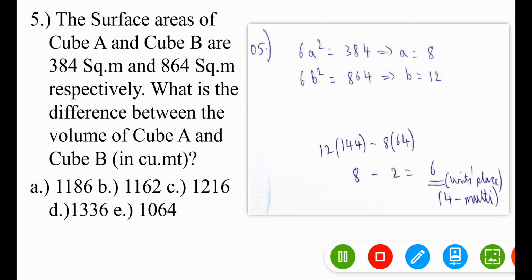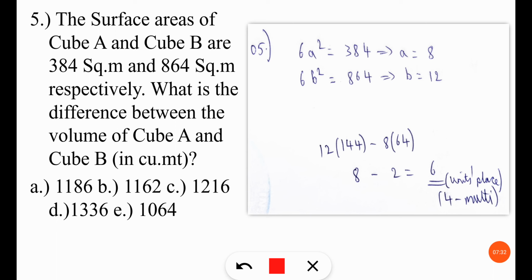The last and final question, the fifth question. The surface areas of cube A and cube B are 384 square meters and 864 square meters respectively. What is the difference between the volumes of cube A and cube B? The formula for the surface area of a cube is 6a squared. For cube A, 6a squared equals 384, so a equals 8. For cube B, 6b squared equals 864, so b equals 12.